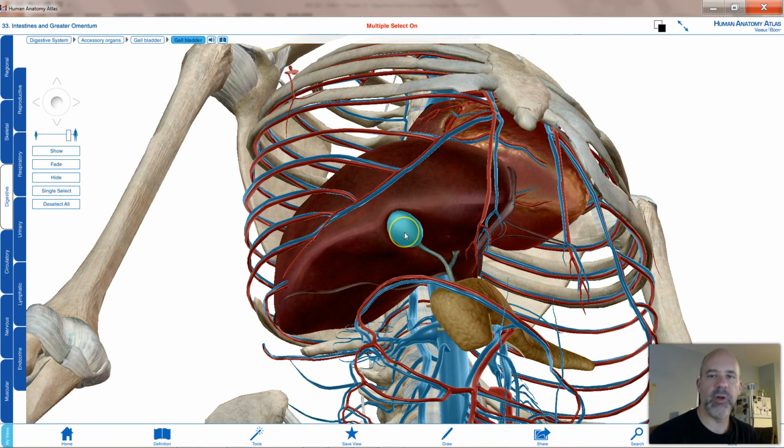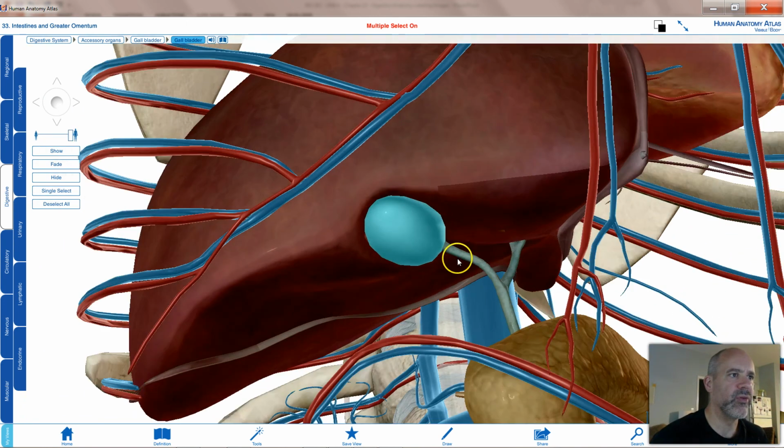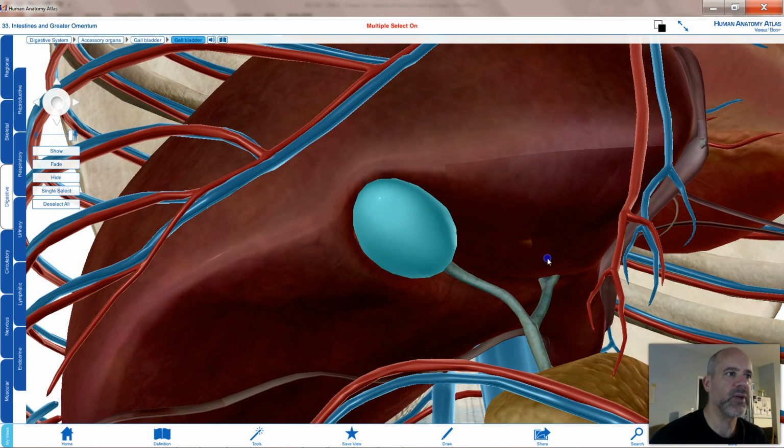Right in here. So the gallbladder stores bile that has been made in the liver, and bile has to be transported through a series of ducts. Duct, duct. And so if we zoom in here on the liver, the liver actually makes bile.